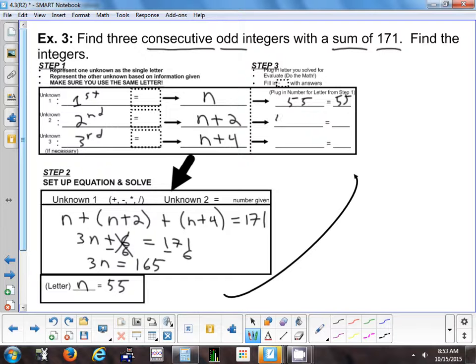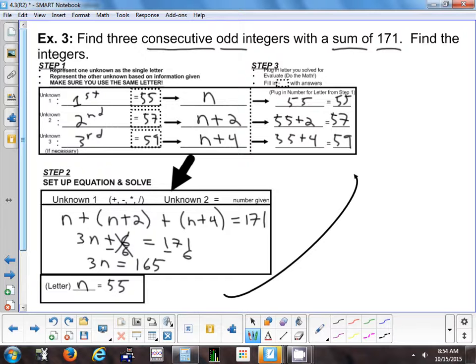Plug it back in. What's 55 plus 2? 57. And what's 55 plus 4? 59. Okay. So, my three numbers are 55, 57, 59. Are those all odd numbers? Yep. Are they one right after the other?